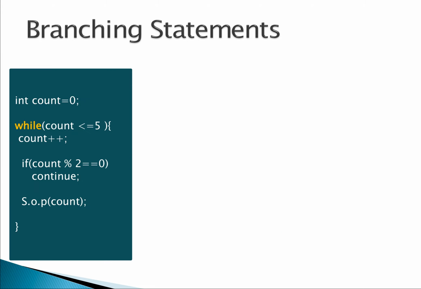The next statement is continue. So let's see what continue is going to do. In a similar program, we have count equal to 0, and we are checking count less than or equal to 5. So 0 is less than or equal to 5, which is true.